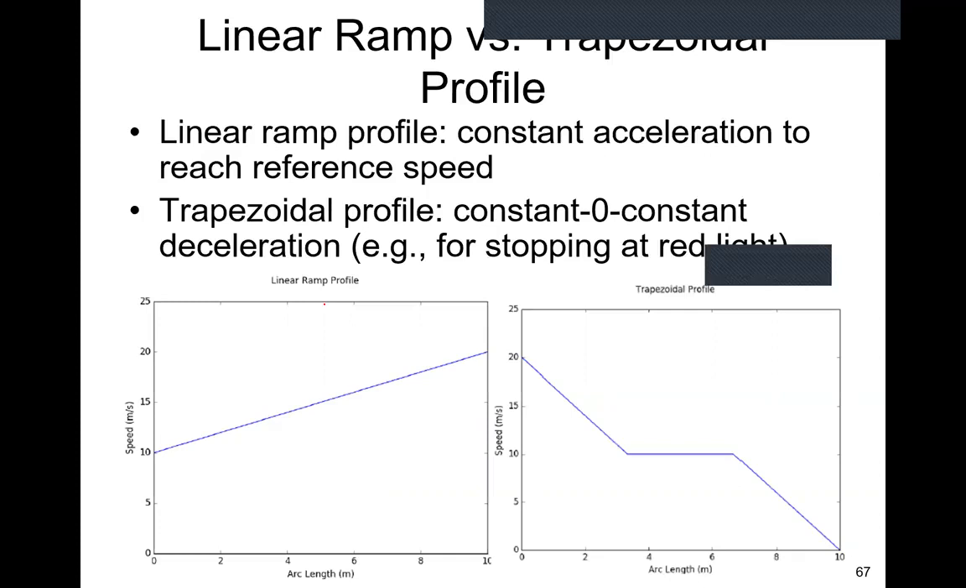So here I show two possible speed profiles. One is the linear ramp profile, which is constant acceleration to reach reference speed. This may be when you're starting from a parked position, or you may be merging into a highway, for example. The other is the trapezoidal profile, with a constant deceleration followed by zero acceleration followed by constant deceleration to zero. So for example, maybe for stopping at a red light.